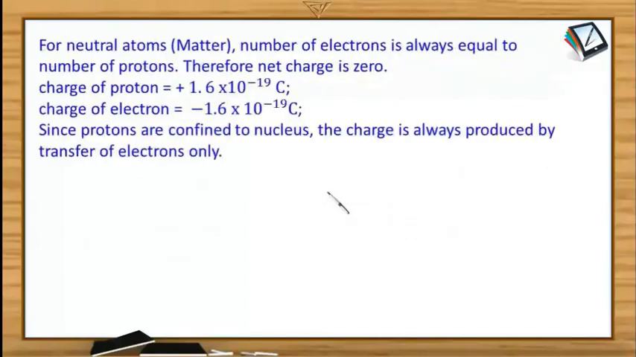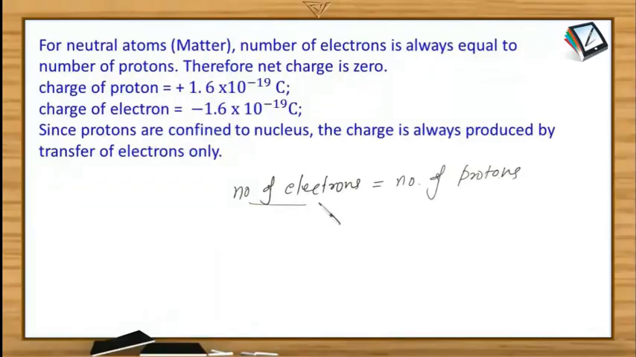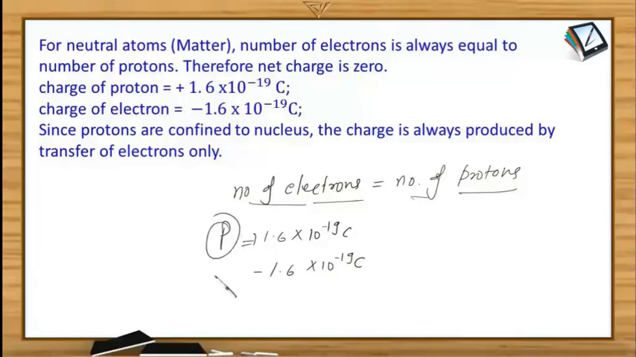In the natural state, in any atom, the number of electrons is always the same as the number of protons. So net charge is always 0. As we know, the charge on the proton is 1.6 × 10^-19 coulomb, and the charge on the electron is 1.6 × 10^-19 coulomb. Proton was assigned the positive sign, electron was assigned the negative sign.